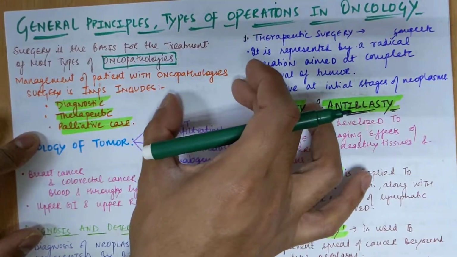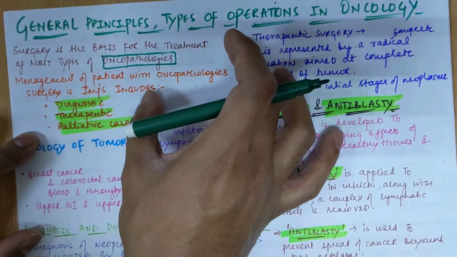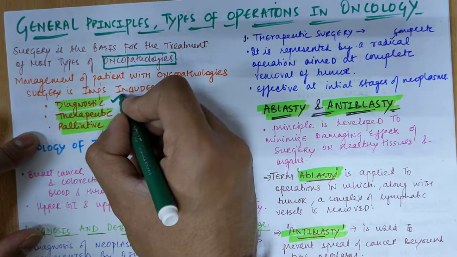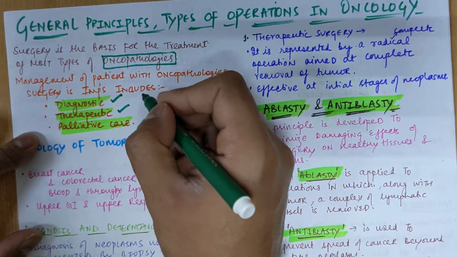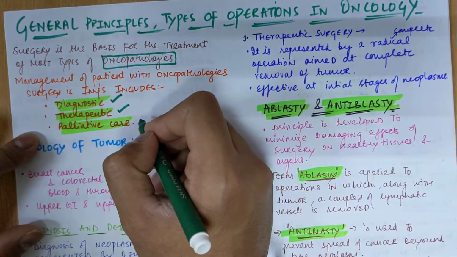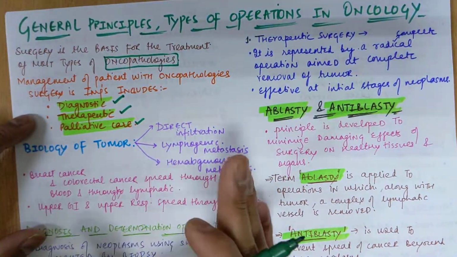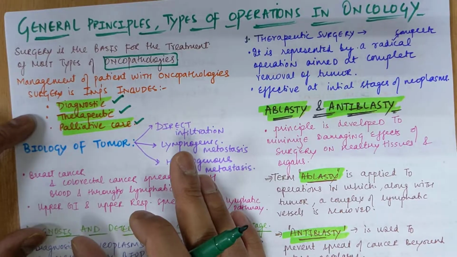Now management of patients with oncopathology surgery importantly includes three processes: diagnostic first of all, then therapeutic treatment, which can be surgery also, and palliative care to prolong the life of the patients suffering from cancer.